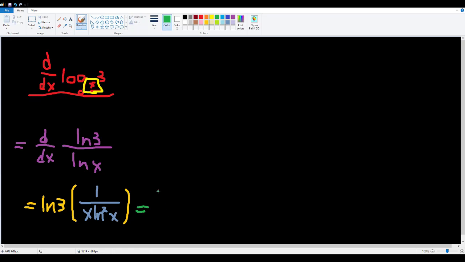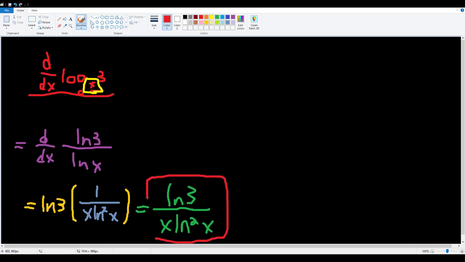So, if we just simplify this, we have natural logarithm of 3 divided by x times natural logarithm of x all squared. So, natural logarithm of 3 divided by that, and let's just circle this. So, as you can see, this is the derivative of this function. So, I'll just draw a line there. Yeah, that is the answer.